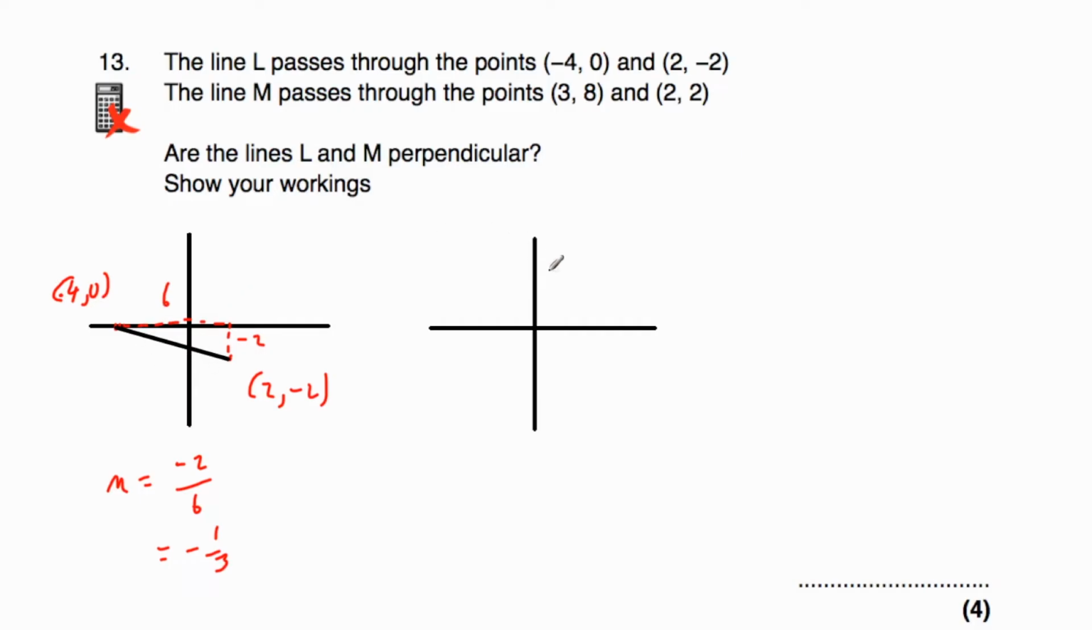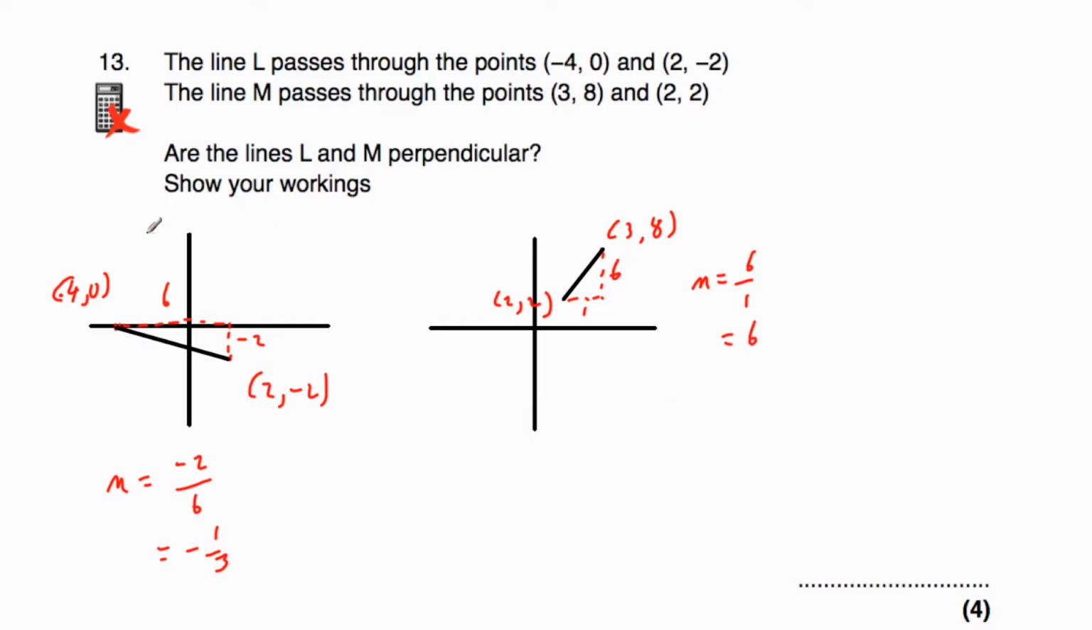Now let's look at the line M. It passes through the points (3, 8), so 3 across, 8 up, so up here somewhere, and the point (2, 2), so 2 across, 2 up, would be there. And let's join them up and do a little triangle. So let's work out our run and our rise. Our run, we're going from 2 across to 3, so that's a run of 1, and its rise, we're going from a height of 2 up to 8, so that's a rise of 6. So the gradient here would be m equals rise over run: the rise is 6, the run is 1, 6 divided by 1 is 6.